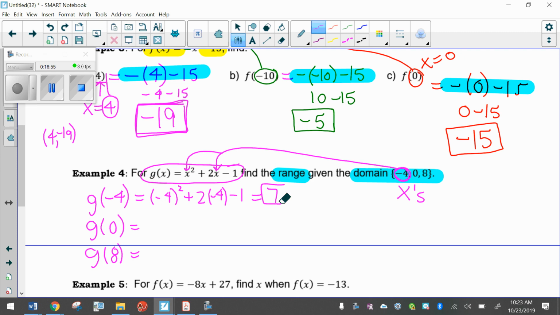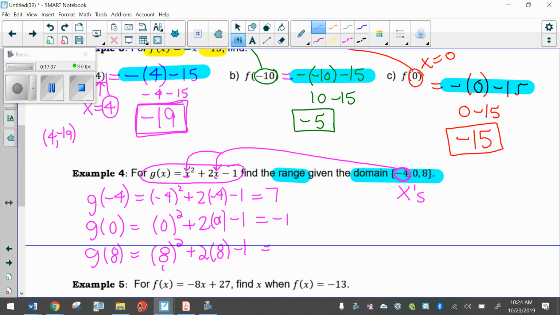Oh, I don't really need to box it. It's not my final answer. All right, the next one is g of 0. So in those same 2 spots, I got to fill in 0. So 0 squared, always in parentheses to be safe, times 2 times 0, minus 1. That's an easy one, right? 0 squared is 0. 2 times 0 is 0. Minus 1, get negative 1. And the last one, we're going to fill in 8. So 8 squared plus 2 times 8 minus 1.